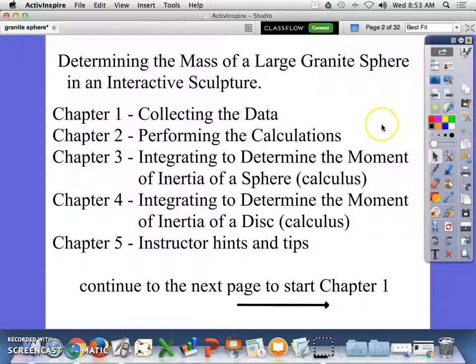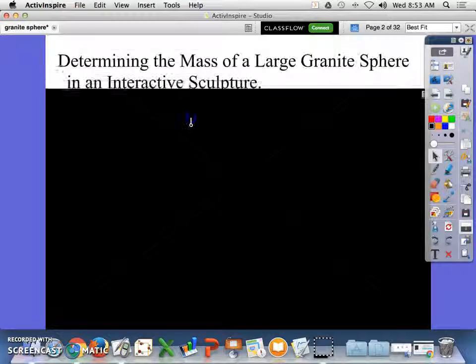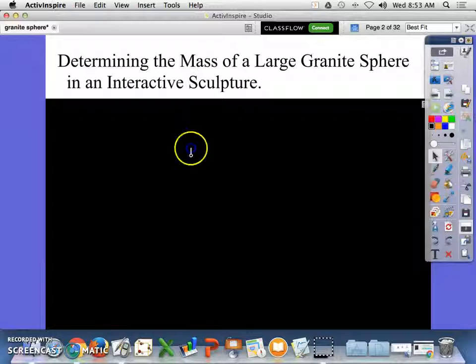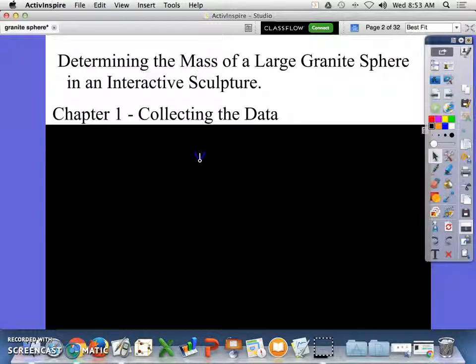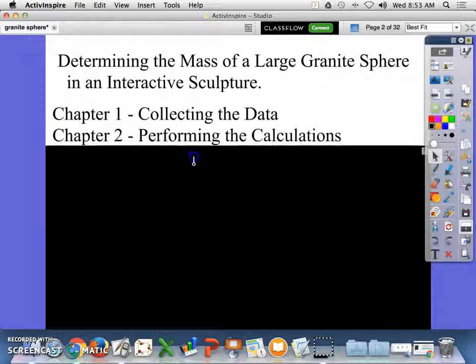This lab is organized in the following fashion. It's determining the mass of a large granite sphere in an interactive sculpture. Chapter 1 is collecting the data, so we've made video of this, and it's just as if you're there looking at the data with us, and you can collect the data remotely this way.